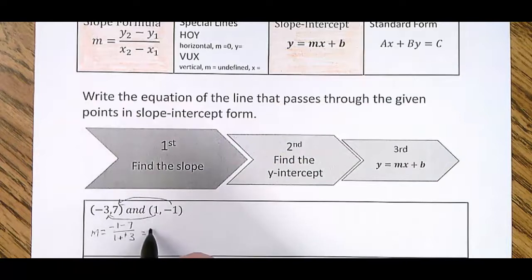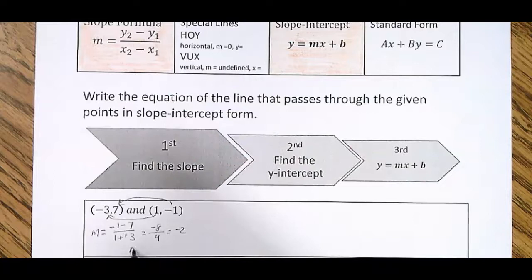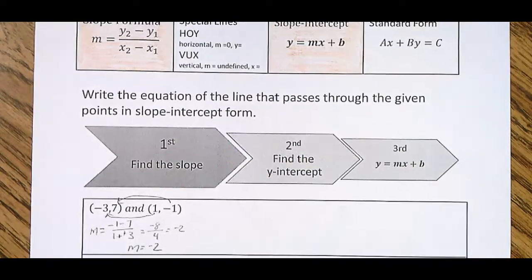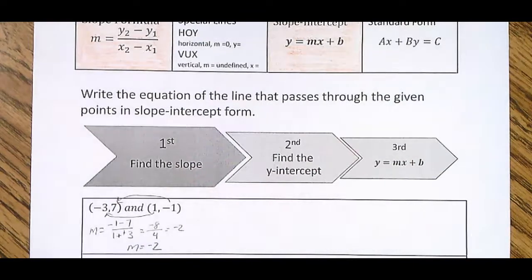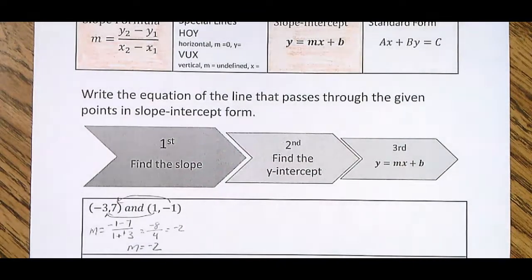Negative 1 minus 7, negative 8. 1 plus 3, well that would be 4. And negative 8 divided by 4 would give us negative 2. So I can say, well, my slope is negative 2. Now I have a slope. You know what else I have? I actually have all these points, right? I have 2 points here. They've given me 2 of them.